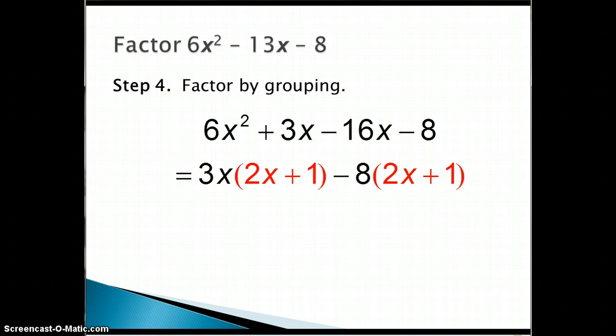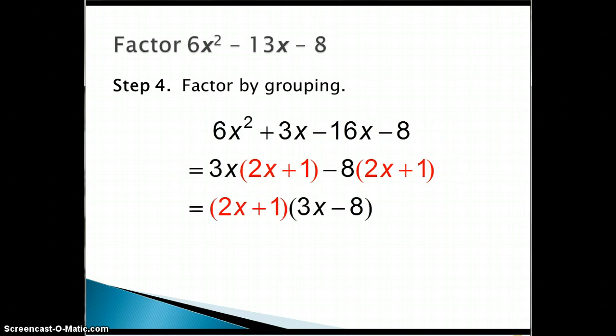The 2x plus 1 is our common binomial factor, so we're going to pull that out like we do a GCF, and then what is left over, the 3x and the -8, will go inside another set of parentheses as our other factor. So now this trinomial has been factored. And remember, you can check your answer by foiling this back out, and you'll see that you do indeed get 6x squared minus 13x minus 8 back.